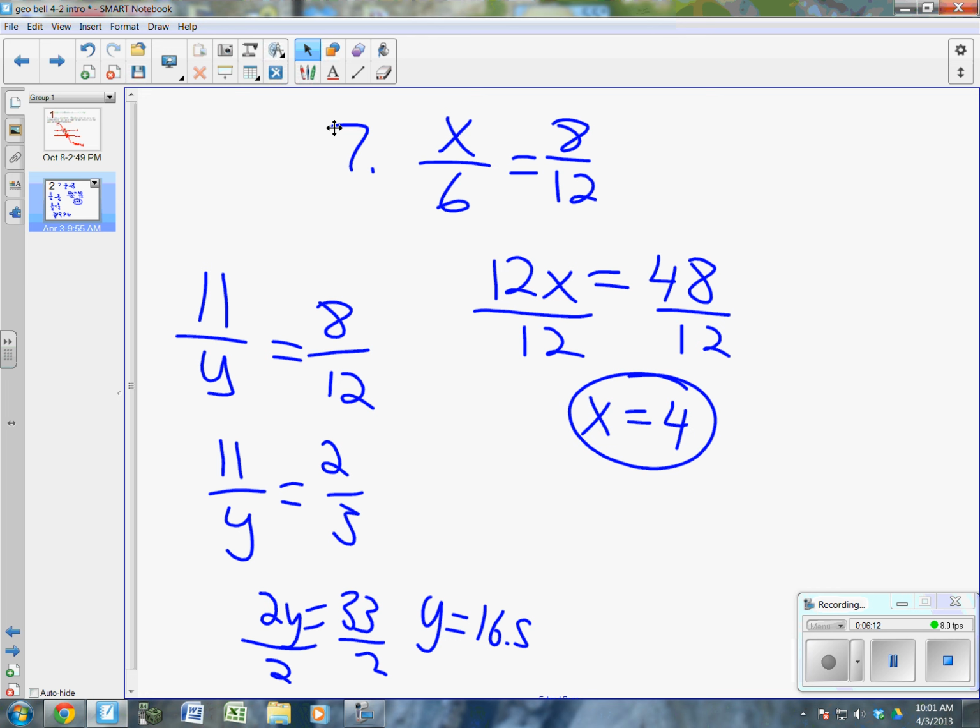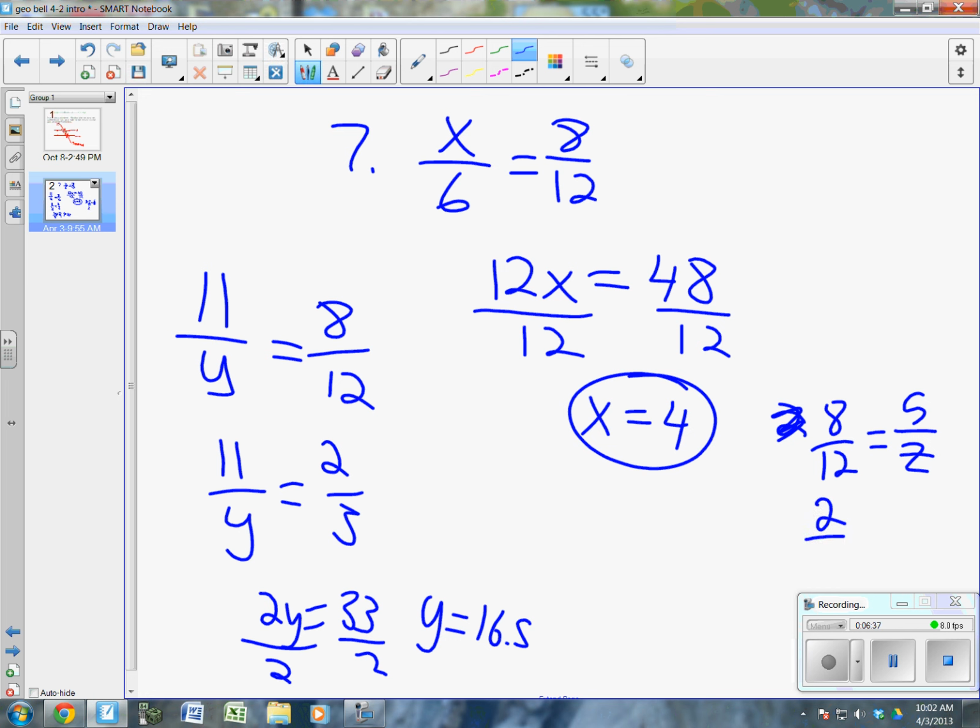Okay, number 9, write a proportion to find the missing measure z. So we're going to do the same thing once more. We're going to do 8 over 12 is equal to 5 over z, right? And then I'm going to reduce that to 2/3 again.